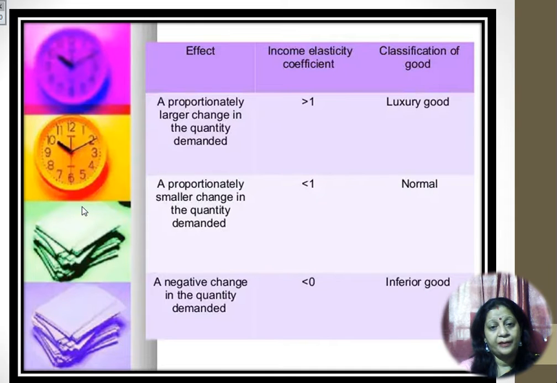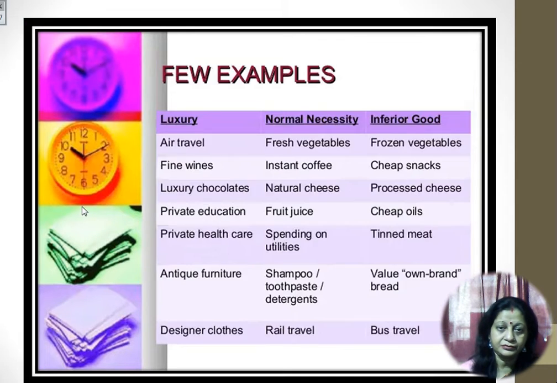Luxury goods show a proportionately larger change in the quantity demanded. In case of normal goods, a proportionately smaller change in the quantity demanded, and in case of inferior goods, a negative change in the quantity demanded. Few examples: luxury, normal necessity, inferior goods.